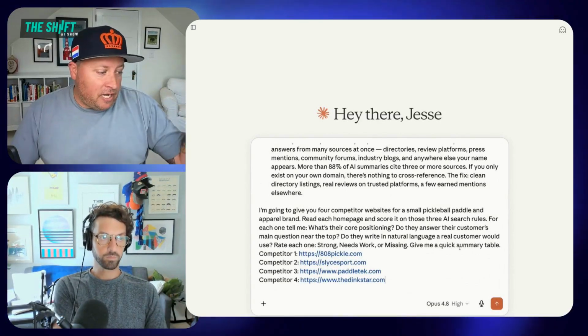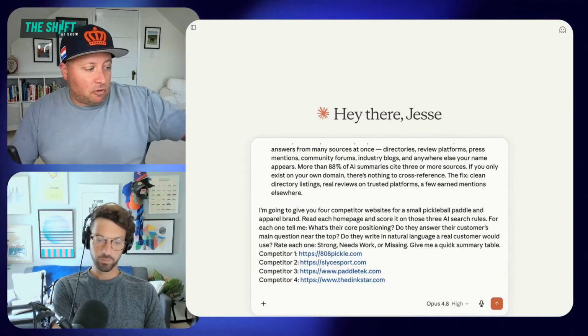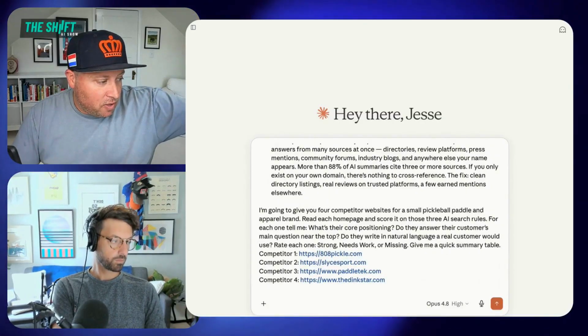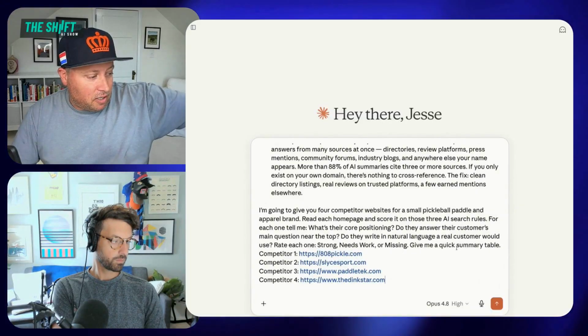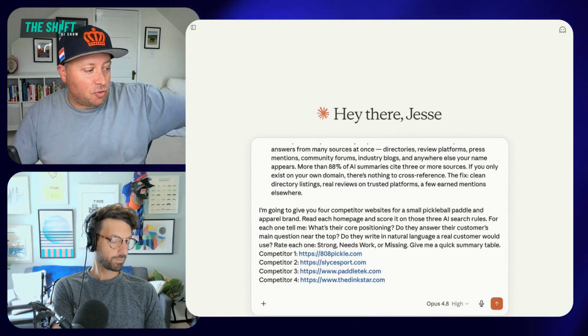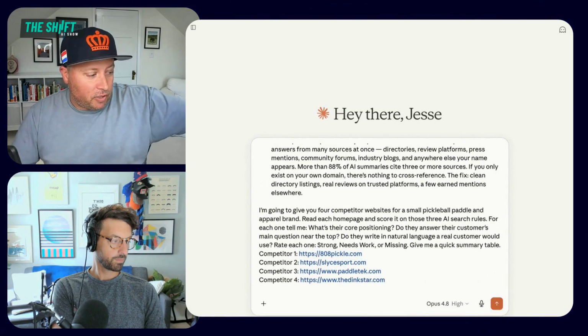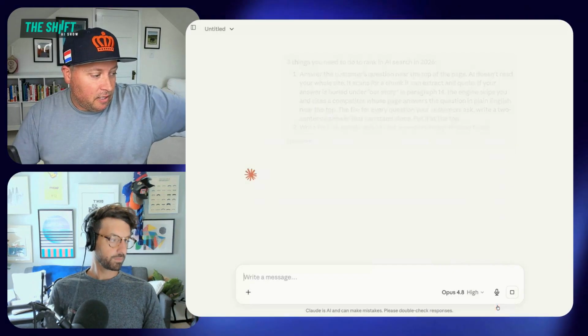Read each homepage and score it on those 3 AI search rules. For each one, tell me what's their core positioning. Do they answer their customer's main question near the top? Do they write in natural language a real customer would use? And then rate each one: strong, needs work, or missing. Give me a quick summary table. So we're going to run that, okay?